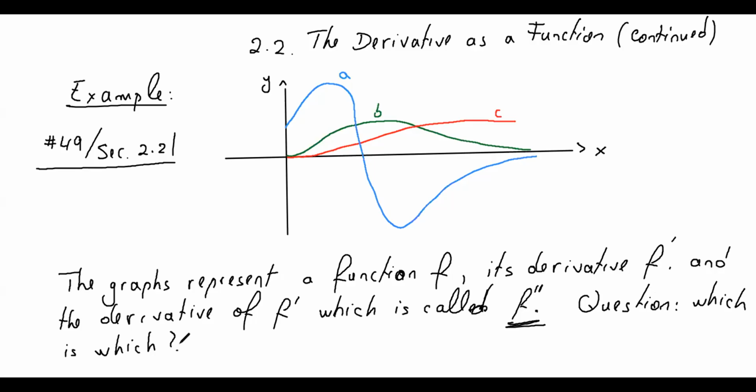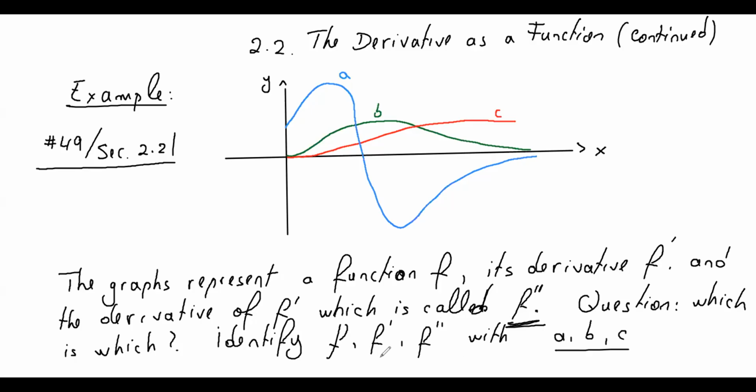In other words, is the blue one the graph of f, or the green one, or the red one? Which is which? So identify them. Identify f, f prime, and f prime prime with A, B, C. They're not necessarily in this order, so you've got to identify them properly.